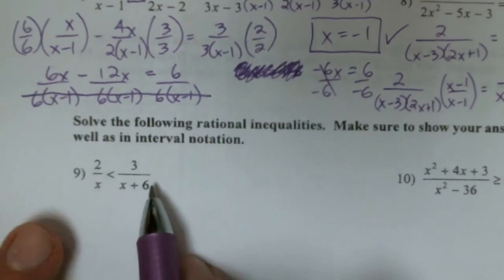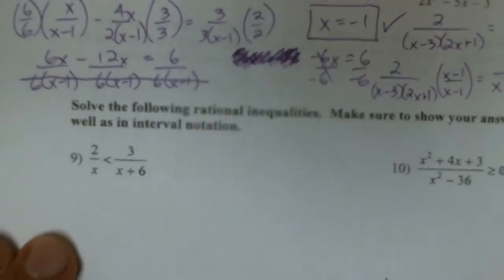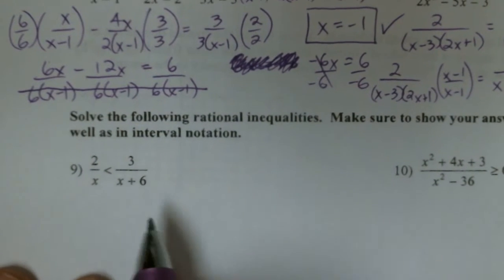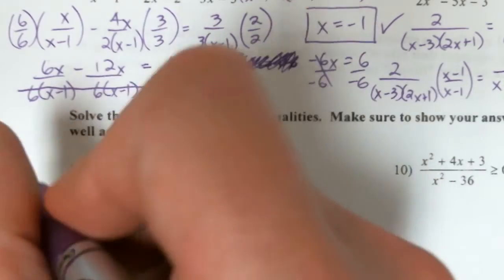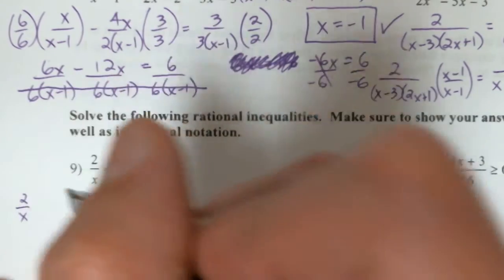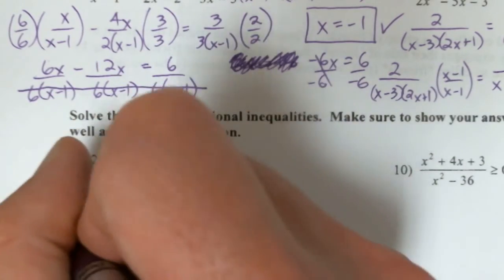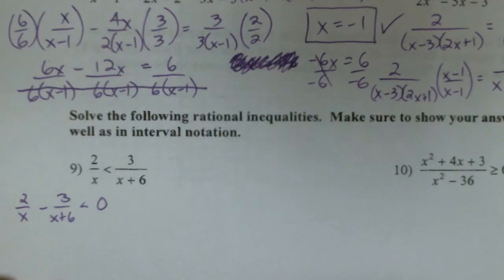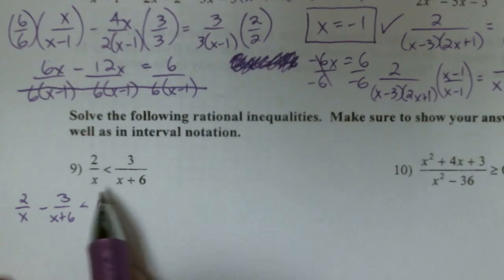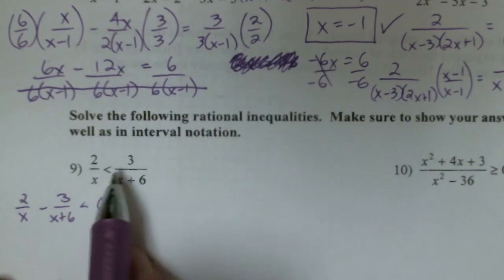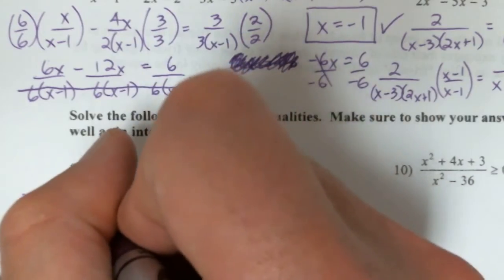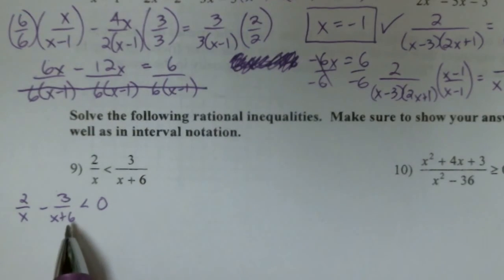All right. So the first step was, if you guys remember correctly, is to do what? Move everything where? Move everything to the left side. All right, so we need to subtract this. So I'm going to have 2 over x minus 3 over x plus 6. That's going to be less than 0. Always move it to the left. Don't move stuff to the right, because then you've got to flip the inequality sign, and that's just nasty. Okay, you'll confuse yourself.